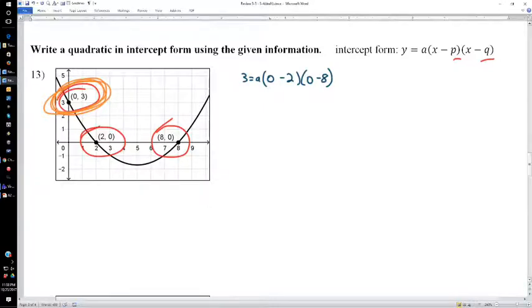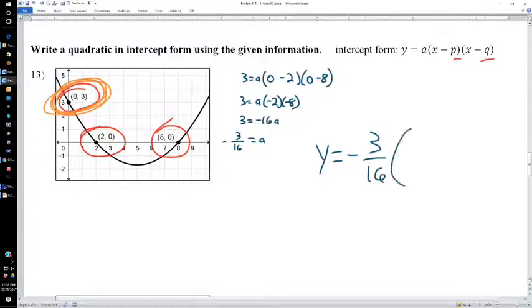Cool? So let's keep crunching this down. 3 equals a times negative 2 times negative 8. That's 3 equals negative 16a. A equals negative 3 over 16. That's your a value, which would come out to a nice 4-point decimal, but whatever. So we got enough to write it right there. Y equals negative 3 over 16, parentheses, x minus 2, and x minus 8.